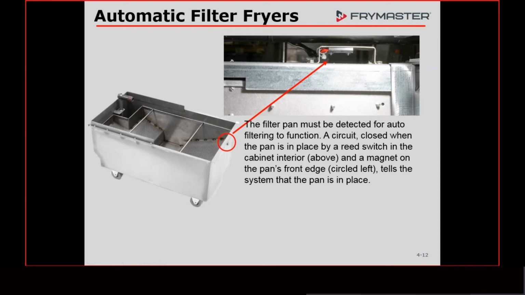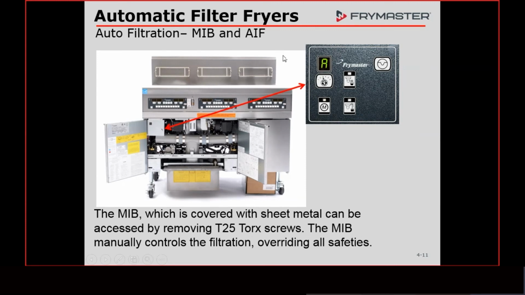The fryer knows that it's not going to have you filter if there's no pan in there, because otherwise we're going to be dumping that oil all over the floor. So again, if that pan's not in place and it doesn't sense that magnet, that's when you're going to see a P show up in the MIB board.